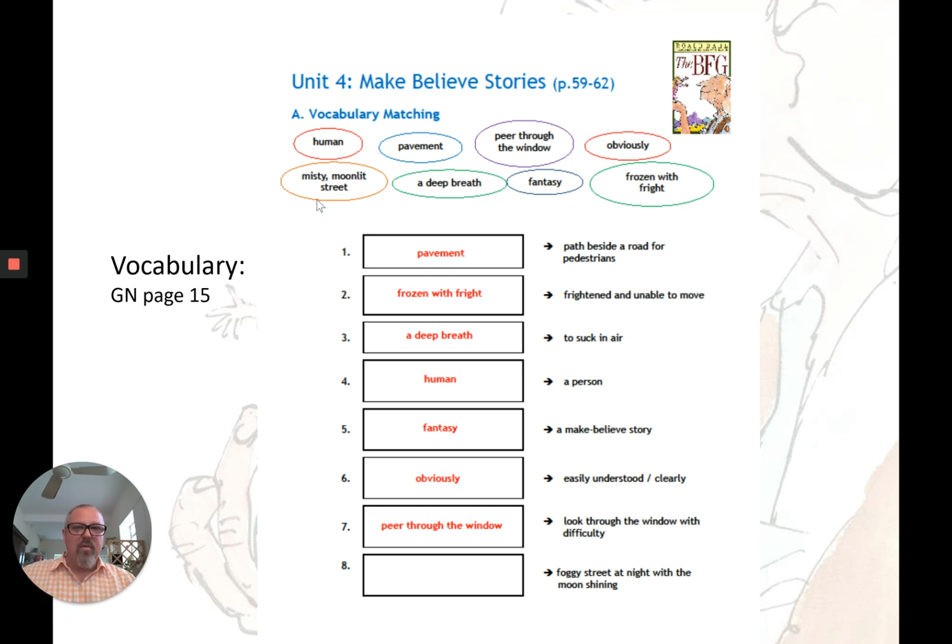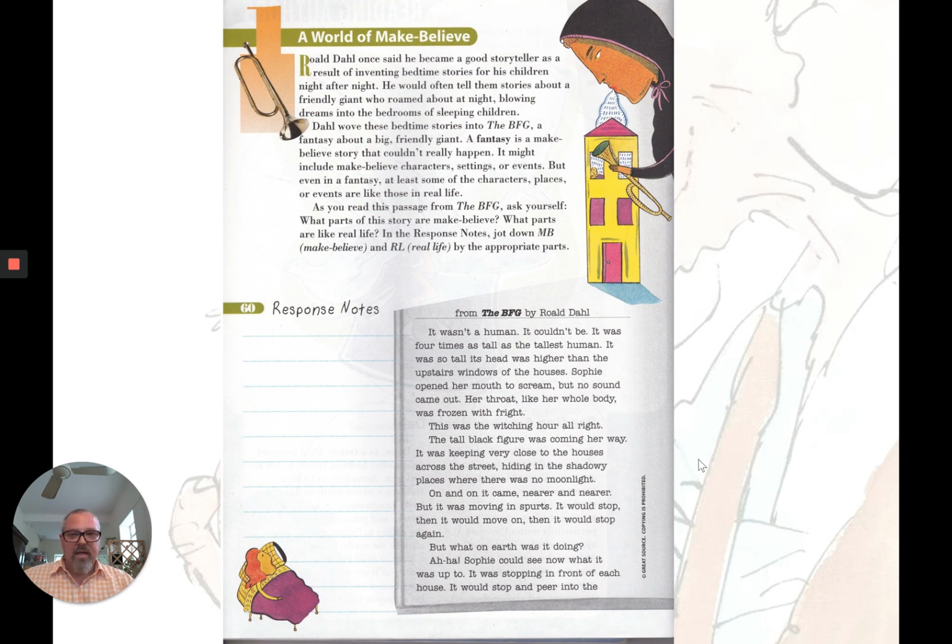And finally, a misty moonlit street. This is not a common vocabulary term, but it's just a phrase that's used in this story. Another word for misty might be fog, and moonlit. So we know what time of the day is it? Is it 12 o'clock noon, or is it 12 o'clock midnight? It's going to be at night, right? Okay, so let's have a read.